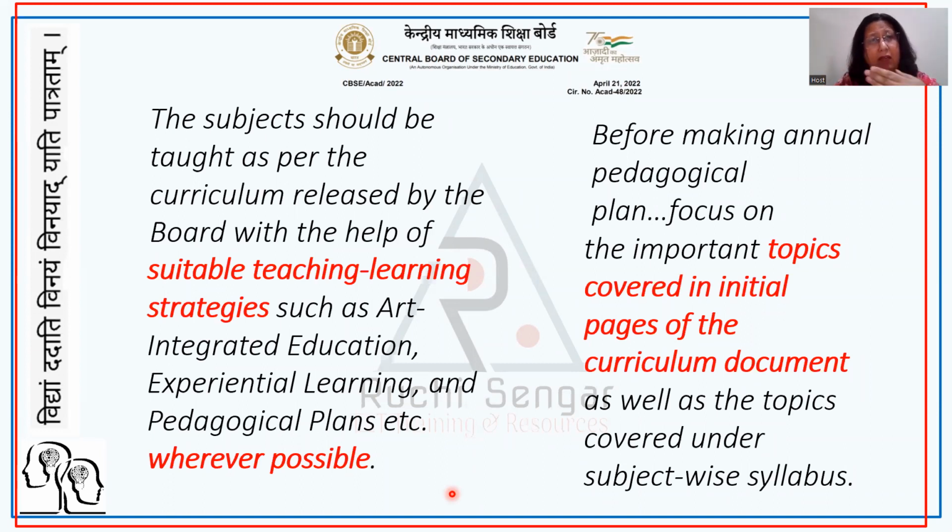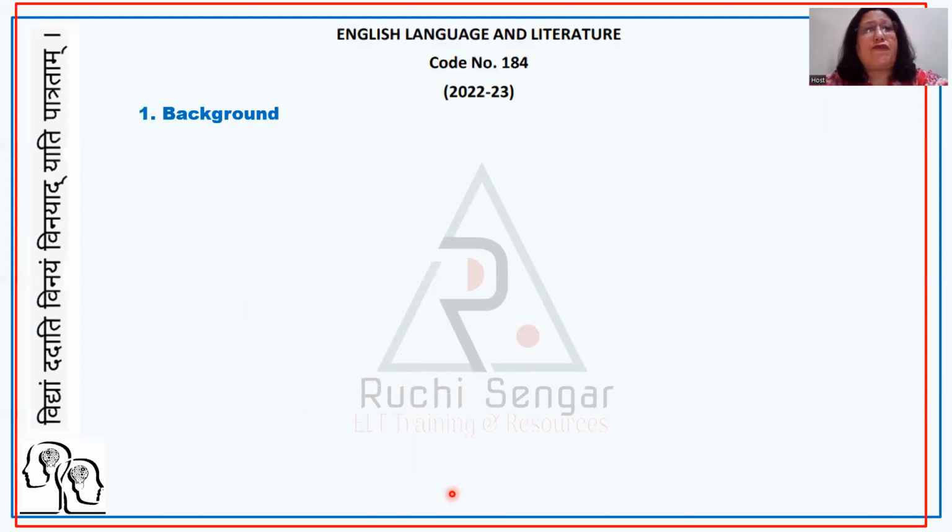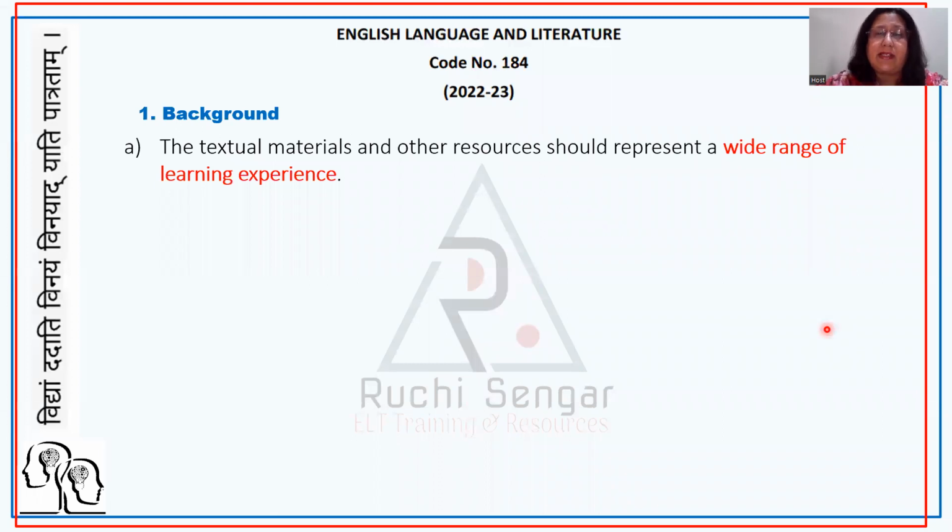Therefore today we will begin with the initial pages for class 9 and 10. They're very different from 11 and 12. So what do the initial pages basically say? The first thing, as you can see, the syllabus document started here. The first thing that the document talks about in the initial part is the background. So what are they saying in the background? They are saying very clearly that the textual materials and other resources should represent a wide range of learning experience. Now, textual materials is not in our hands. That's been given to us by the NCERT, right? So other resources is where we are going to be playing.